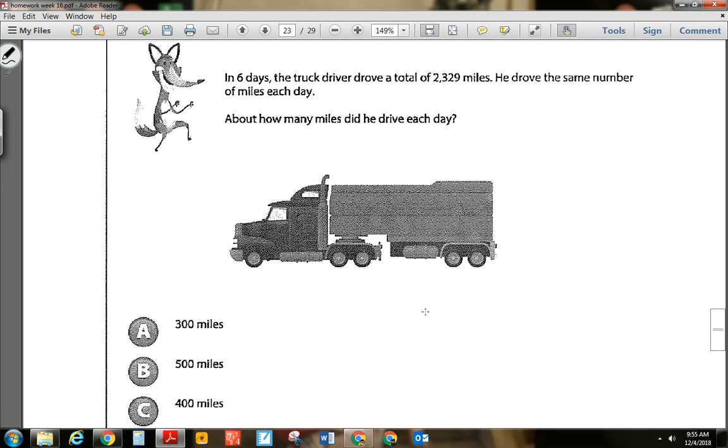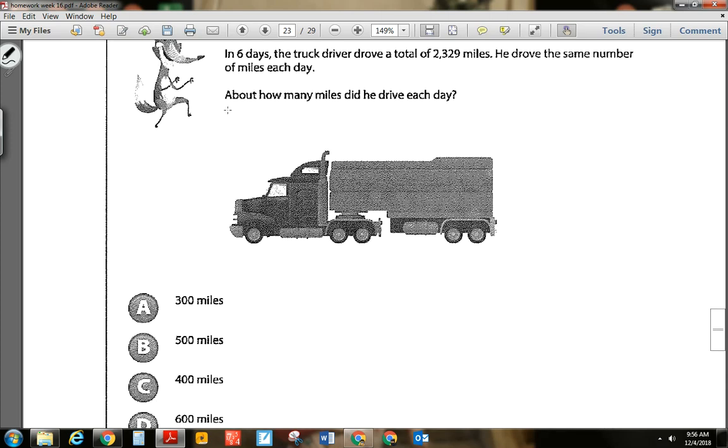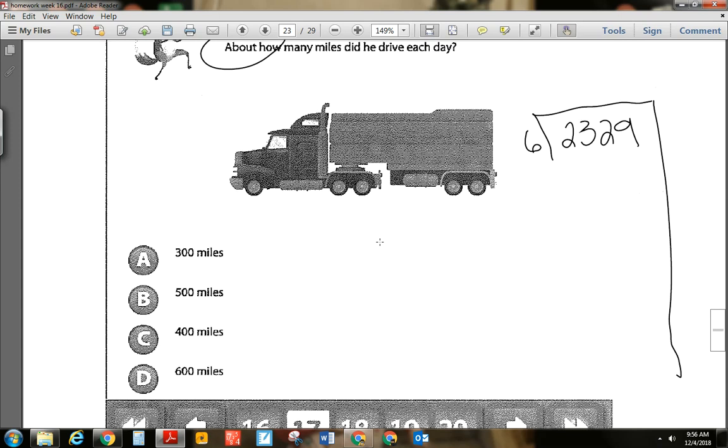Question 16. In 6 days, the truck driver drove a total of 2,329 miles. He drove the same number of miles each day. About how many miles did he drive each day? All right, guys, so we're going to divide. We're going to divide by 6. So we're going to get an about, all right?